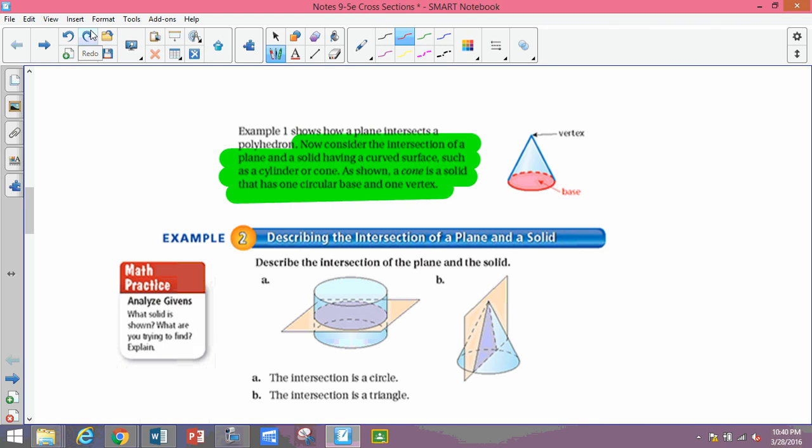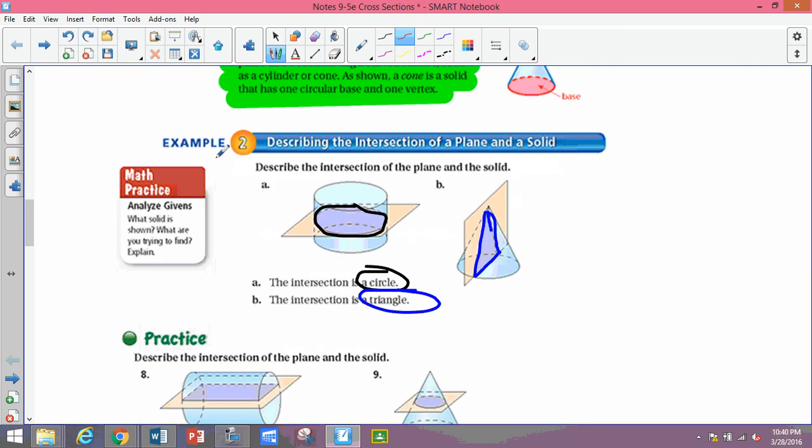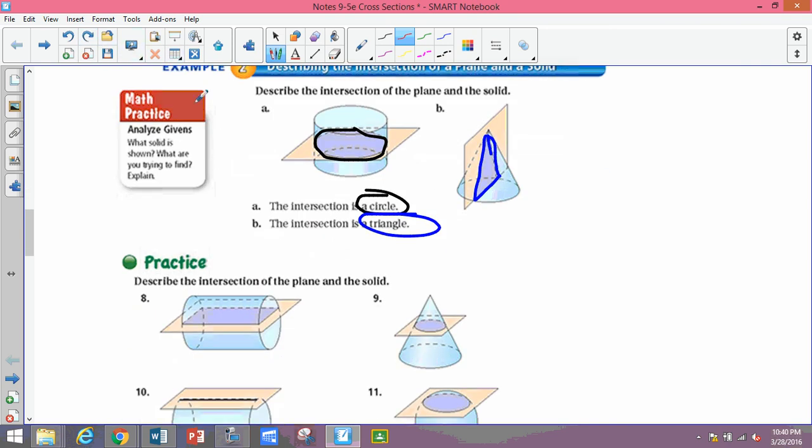So if you use those and do the same thing, you're going to end up getting a cross section. Like A, you have a cylinder, the blue cylinder, being cut by the pink cross section, and you're ending up with a circle. Okay? And then B, the cone is cut vertically. A is horizontally, B is vertically. B is being cut vertically by the pink plane, and you end up with a triangle. Okay? Those are cross sections.